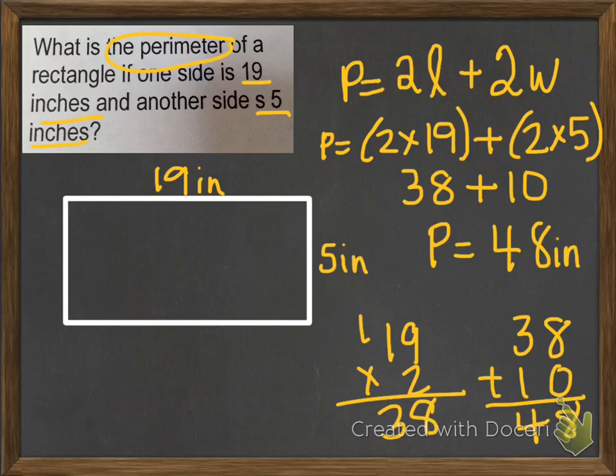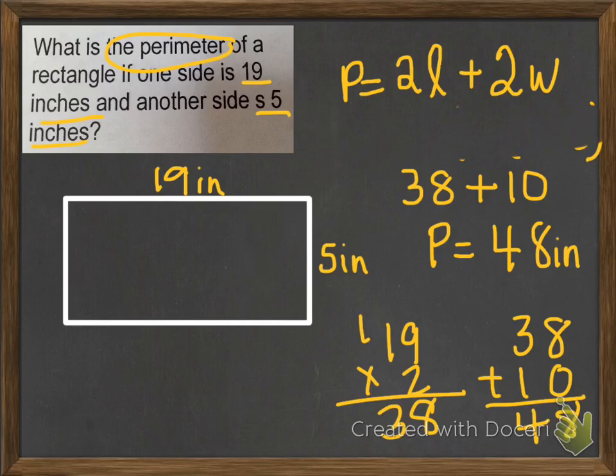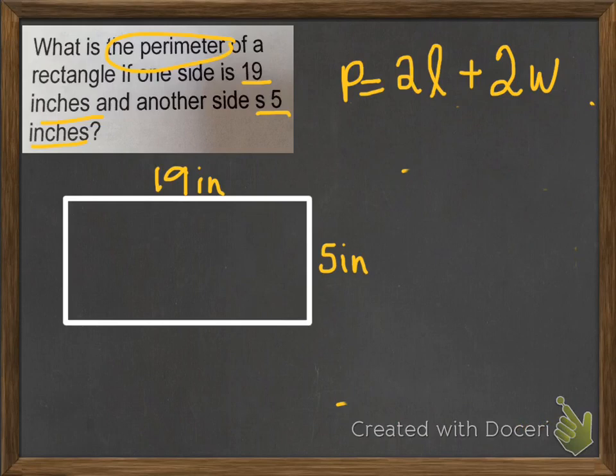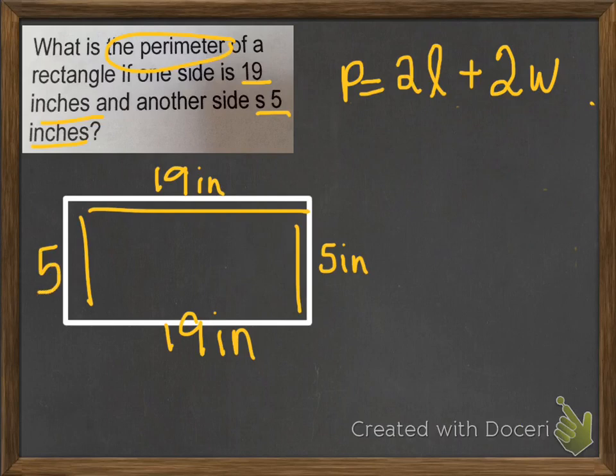Another way you could do this without using the formula is to add every single side. So you would have 19. If this side is 19, then the other side, the opposite side, is also 19. If this side is 5, then this side is also 5 inches. So you would have 19 plus 19 plus 5 plus 5.